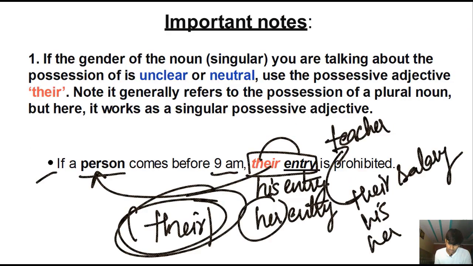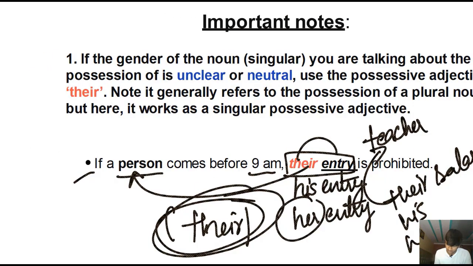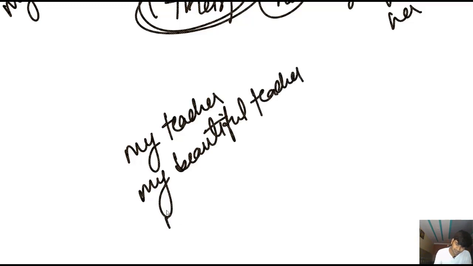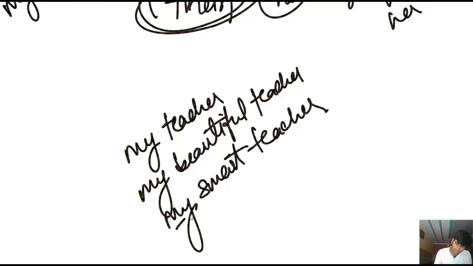Okay, one more thing. So you can use an adjective after a possessive adjective as well. So you can say my beautiful teacher, you can use an adjective in between. You can say my beautiful teacher, or you can say my smart teacher, right? So you can use an adjective after it. You can definitely do that.